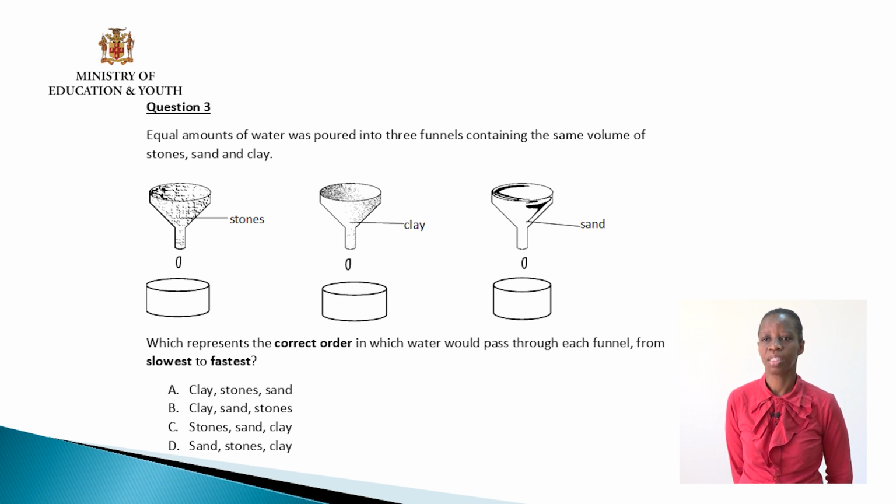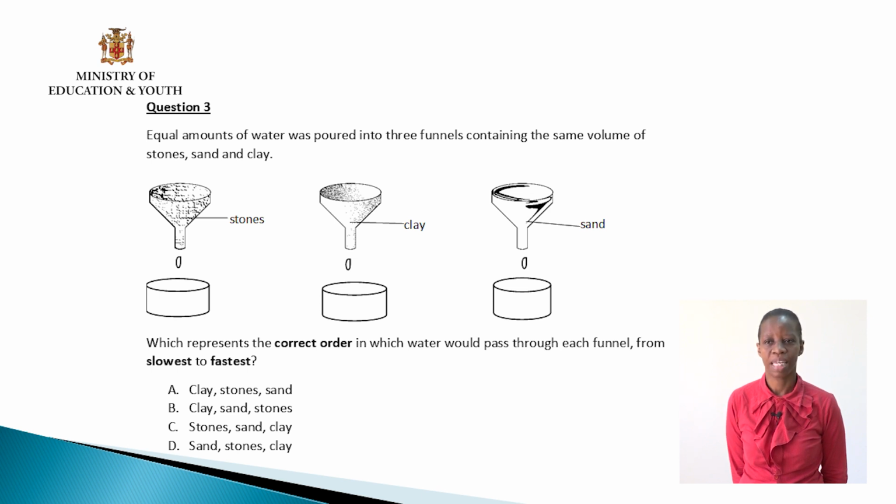Now here's a question that has to do with soils. So you would have looked at soils in grade 6. You would have looked at the fact that these soil particles may be different in terms of the size of the particles and how quickly they allow substances like water to pass through. So here's the question. Equal amounts of water was poured into 3 funnels containing the same volume of stones, sand, and clay. Why did we specify that it's the same volume?